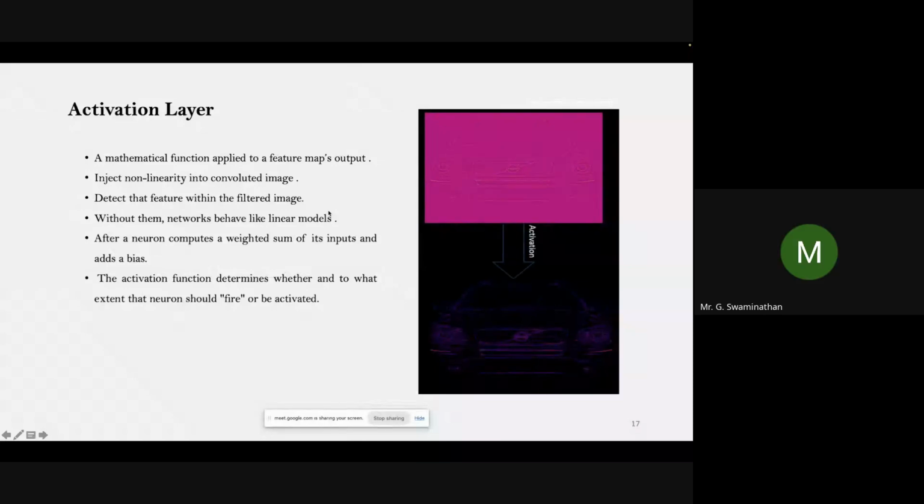Okay. Now it's visible. Yes, sir. Now we are good, sir. Okay, great. So now you can see that, right?